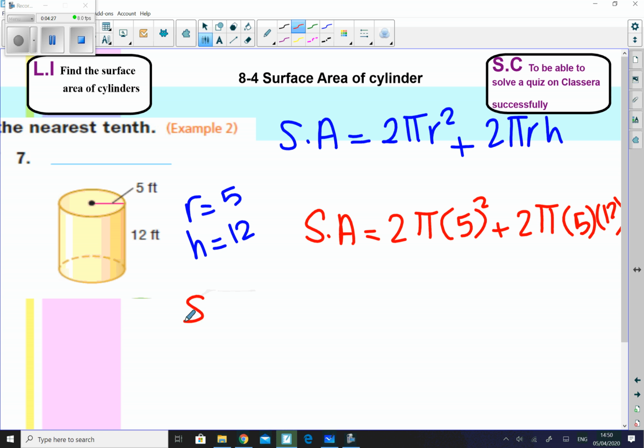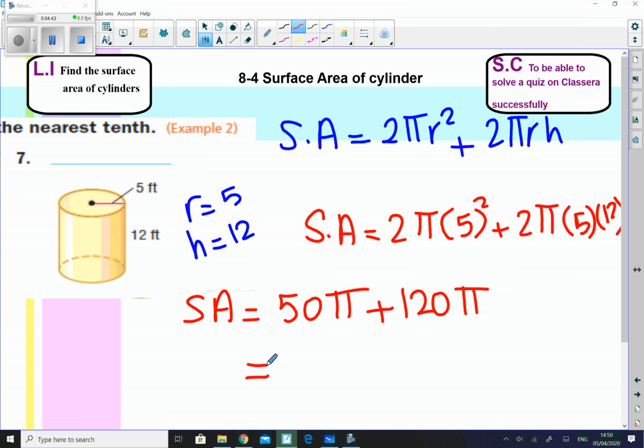The surface area is going to be 25 times 2, which is 50, so 50 pi, plus 2 times 5 times 12, which is 60 times 2, 120 pi. Then you add these two together, and it's going to be 170 pi.